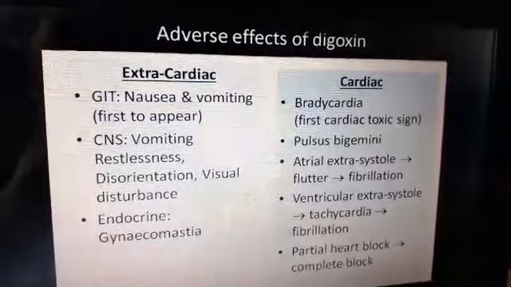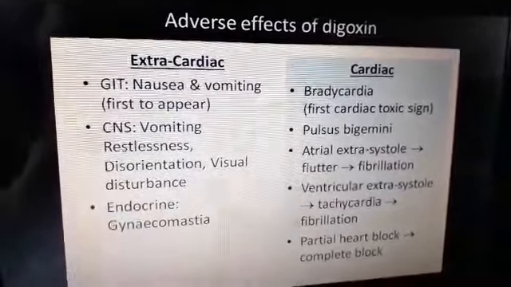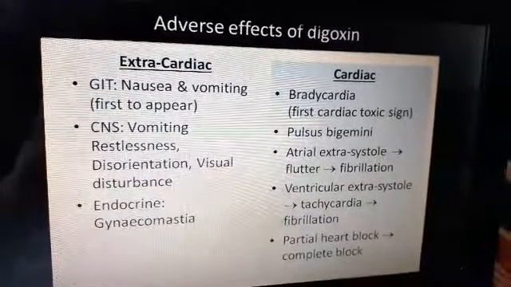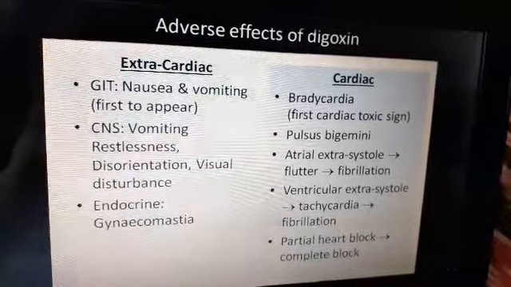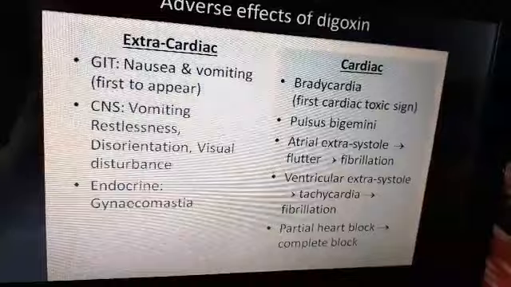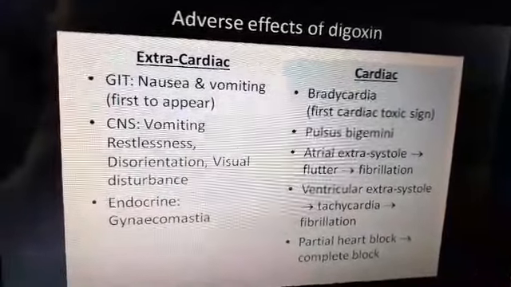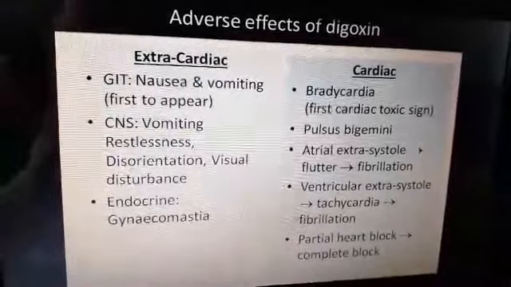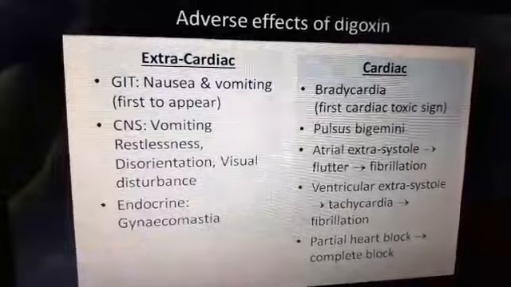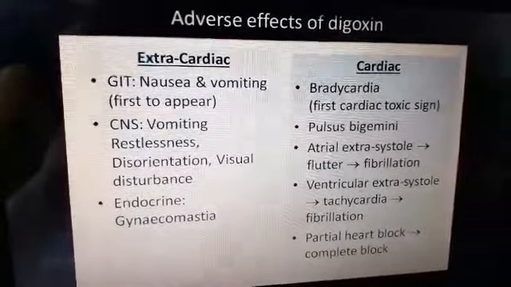Adverse effects we have to remember: nausea and vomiting are the first to appear. Also, it can cause some visual disturbance, often a yellowish discoloration of the visual field. Endocrine effect: it can cause gynecomastia. It can cause bradycardia, pulsus bigeminus, atrial extrasystole, flutter, fibrillation, and ventricular extrasystole, tachycardia, fibrillation. All of these can happen with digoxin, and it can convert partial heart block into complete heart block.